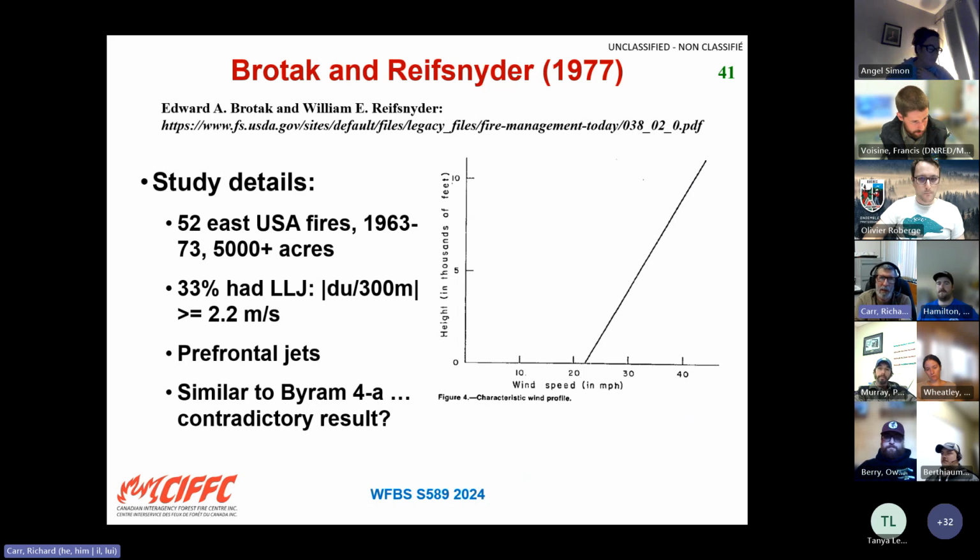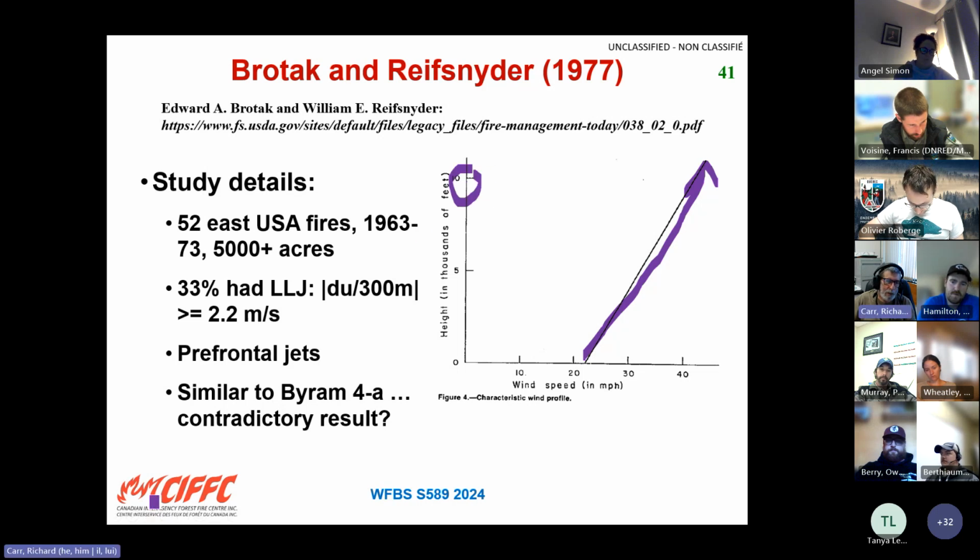In 1977, the Sprotec and Rafe Snyder profile is very similar, I guess. If you back up, it looks a lot like the Byram 4A. They've got pretty much a straight line here, but a similar type of increasing wind as you go up. And if you look at the height scale, that goes up to about 10,000 feet, so roughly 3,000 meters. So once again, we're just looking at basically the lower part of the troposphere here.